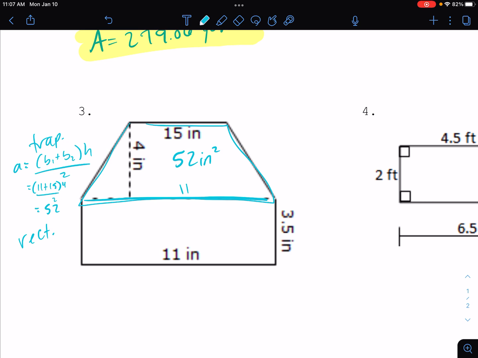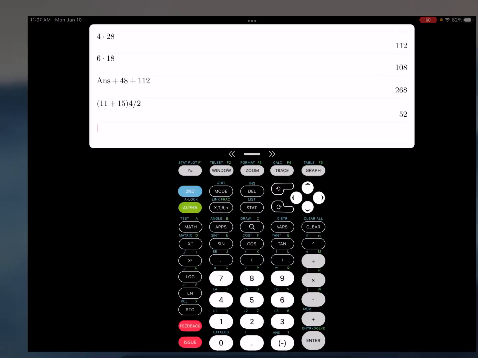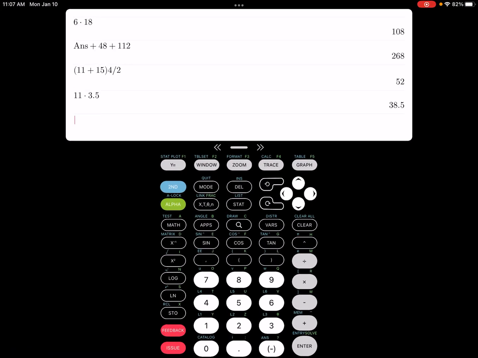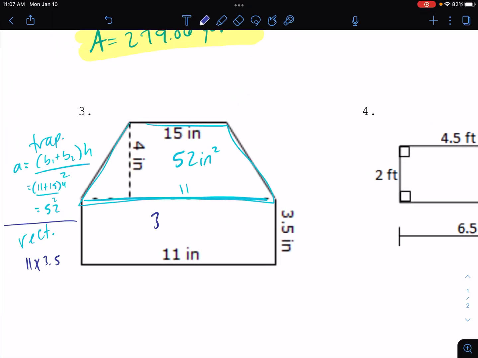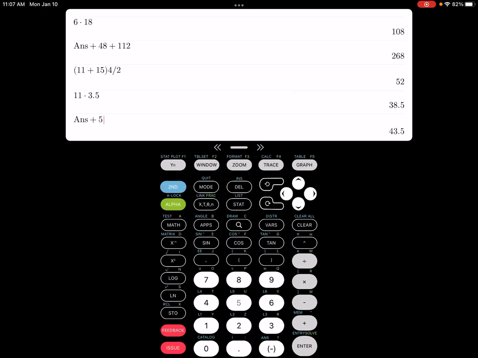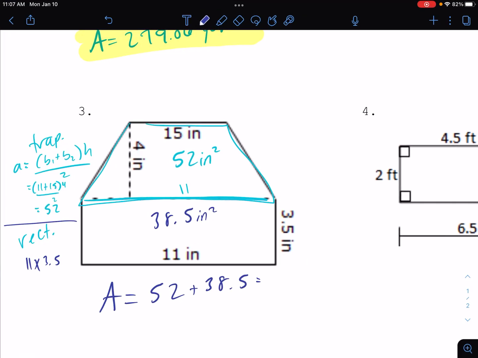Okay, I do realize it's not drawn to scale. 11 is far longer than 15 in this demonstration, but we're still going to just go with it. Okay, and then this one is 11 times 3.5, and we get 38.5 inches squared. And to find total area, we just add those together. So if I add 52, we get 90.5 inches squared.